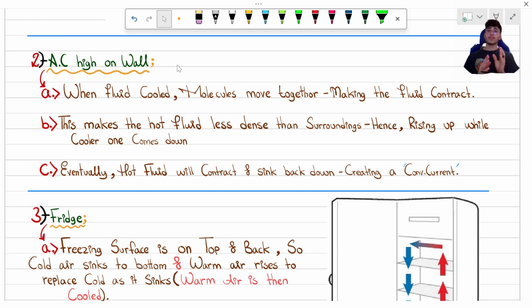In the AC unit, when the fluid is cooled, the molecules begin to move together and they make the fluid contract. This makes the cooler fluid denser than the surroundings, and it sinks down, making the warmer one come up. Eventually, the warm fluid will also contract over a period of time and sink back down, and it will create a convection current, and it will keep repeating the cycle.